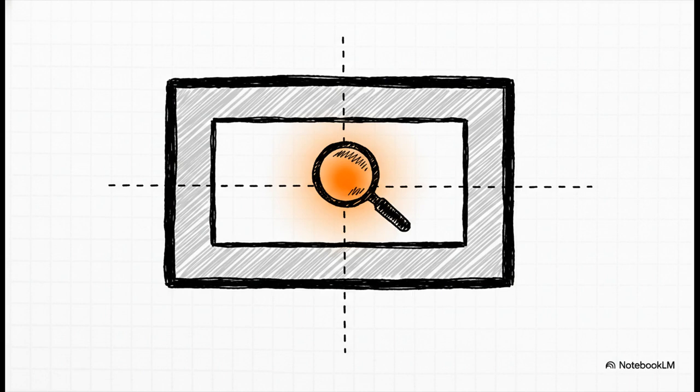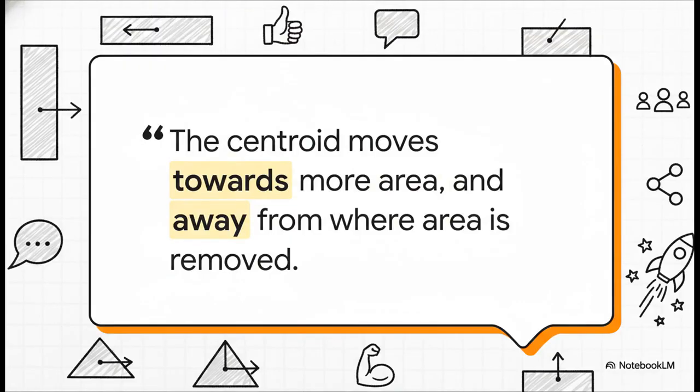So if you only remember one single thing from our entire discussion today, please let it be this. This is the ultimate rule. The centroid always moves towards the side with more area, and it moves away from the side where area is taken away. If you can internalize that one sentence, you've pretty much mastered the concept for your exams.